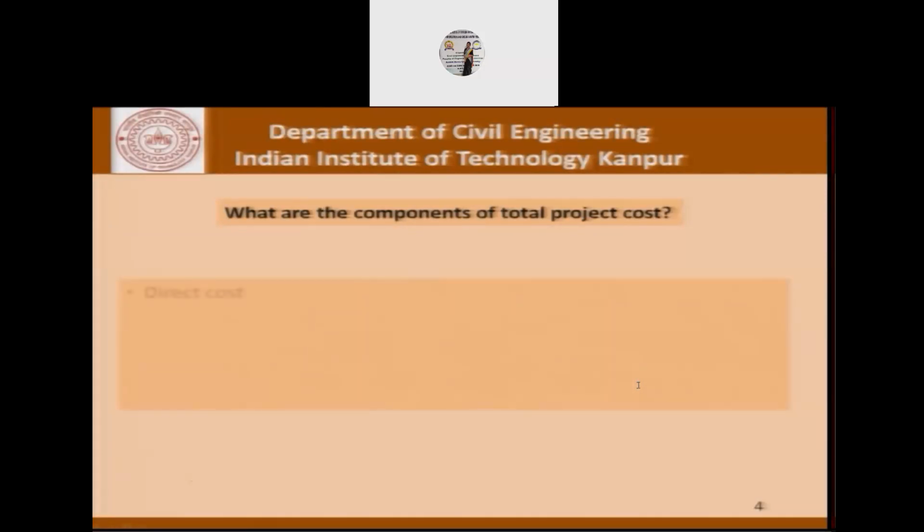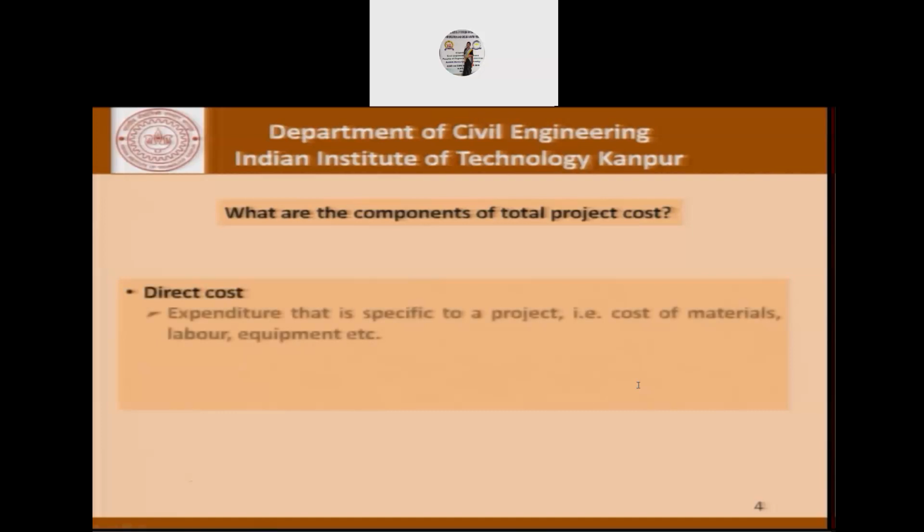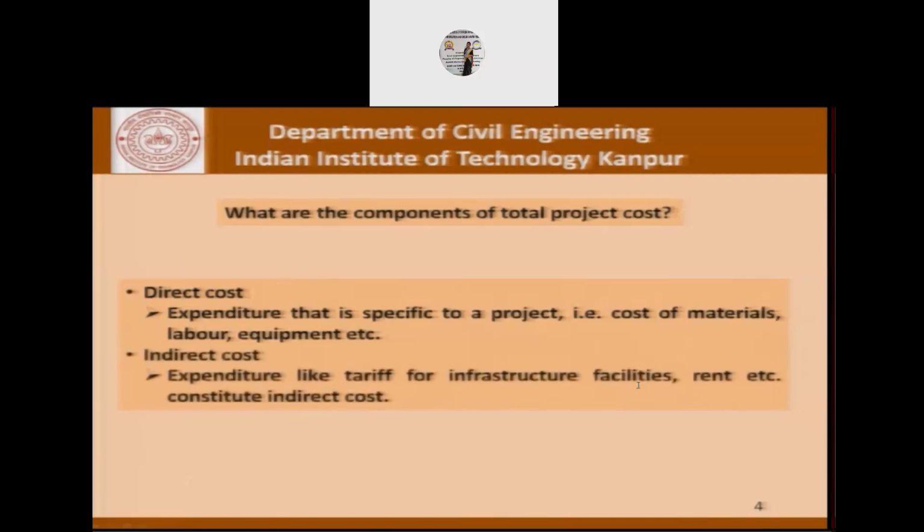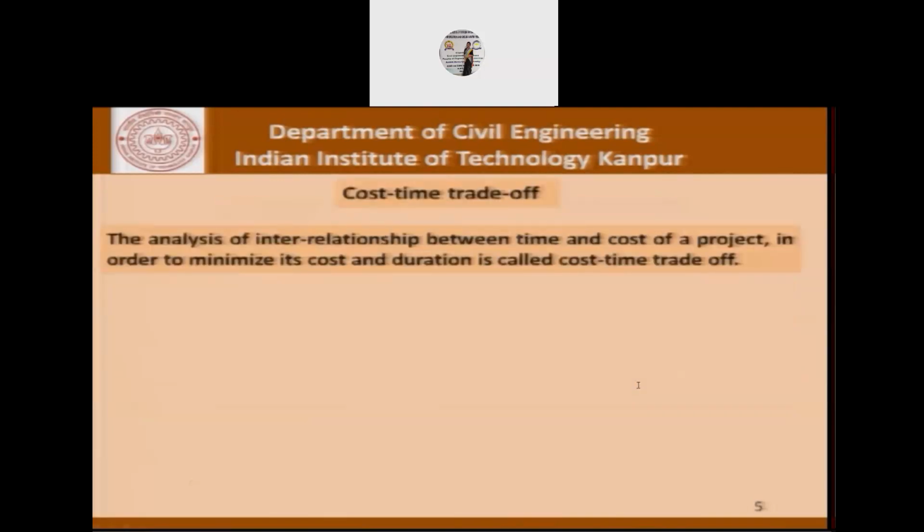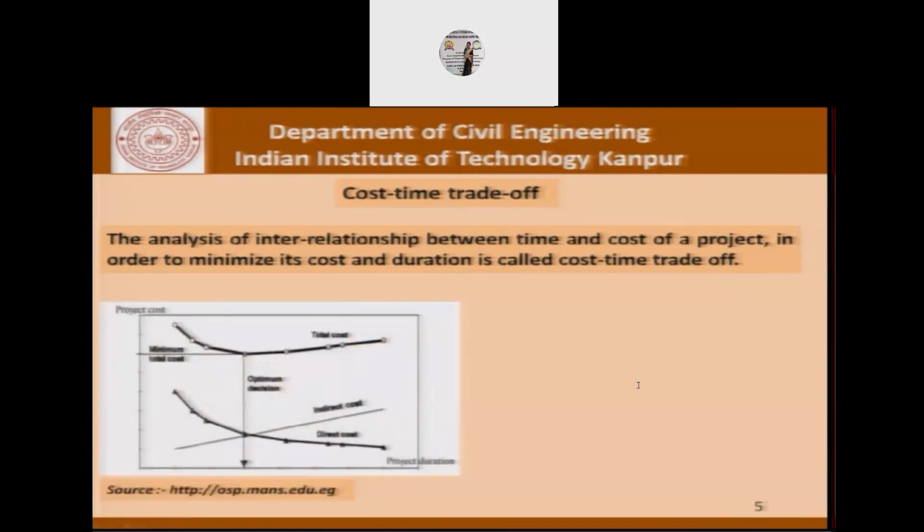One component is obviously direct cost, which comprises of expenditure that is specific to a project, that is cost of materials, labor, and equipment. Indirect cost includes expenditure like tariff for infrastructure facilities, rent, and so on. Now, cost-time trade-off is what we talk about really. The analysis of the interrelationship between the time and cost of a project in order to minimize its cost and duration is called the cost-time trade-off.